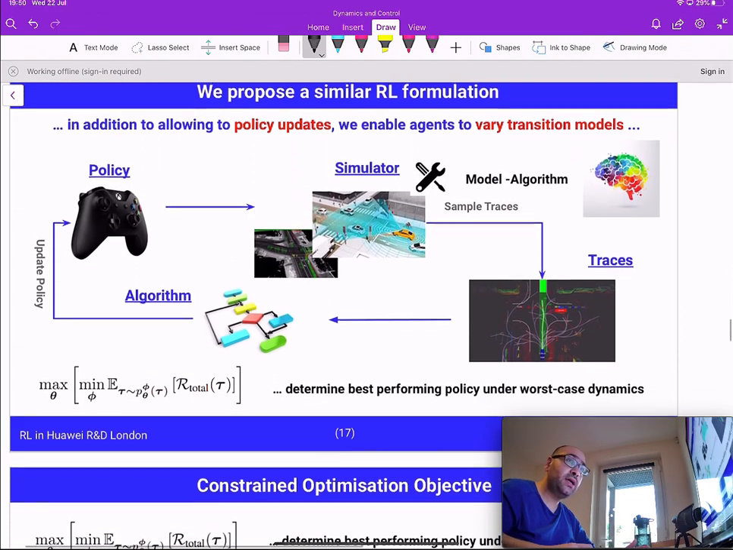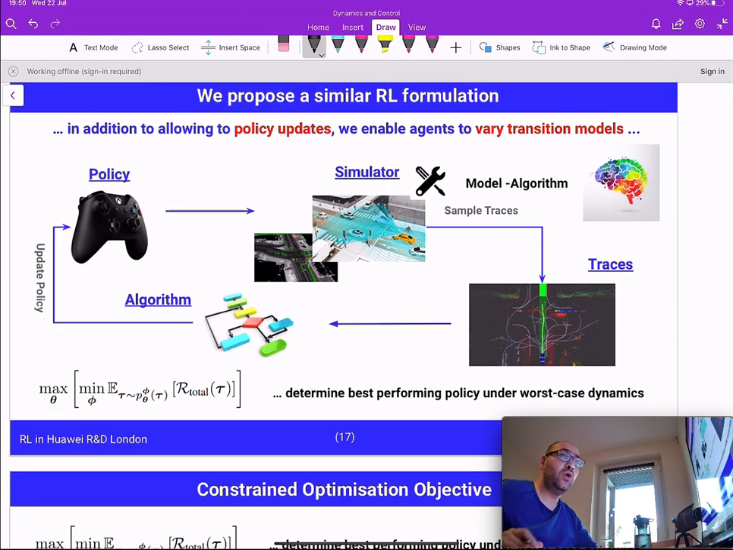So what we did is we said, okay, look at this loop here, from a policy to a simulator to gathering traces to an algorithm. This is the standard RL loop. You start with a policy, you call your simulator, you apply the actions, you get the traces, then you run your algorithm step, PPO to FPO, whatever you would like, and then you get an updated policy, and then you repeat this process. That's the standard RL loop.